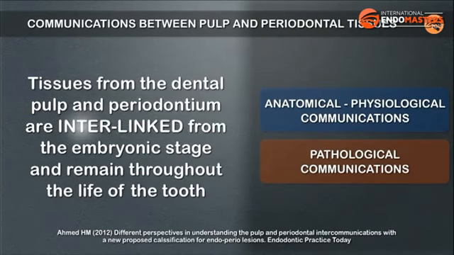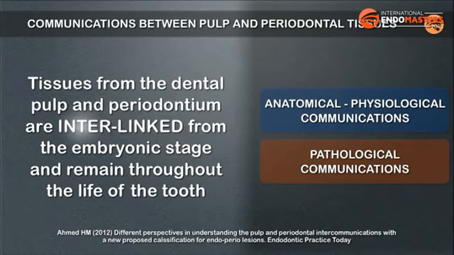Communications between the dental pulp and the periodontal tissues. Tissues from the dental pulp and the periodontium are interlinked from the embryonic stage. The dental papilla, precursor of the dental pulp, and the dental sac, precursor of the periodontal ligament, are of common mesodermal origin. At the late bell stage, the epithelial root sheath separates the dental papilla and the dental follicle. The embryonic development gives rise to the anatomical connections which remain throughout the life of the tooth.